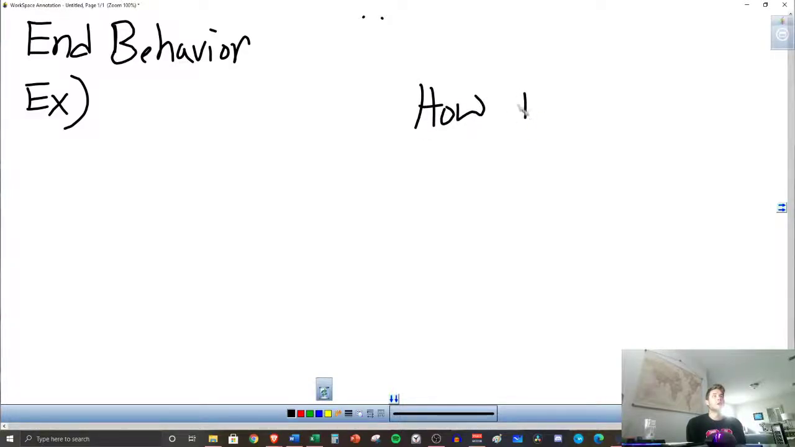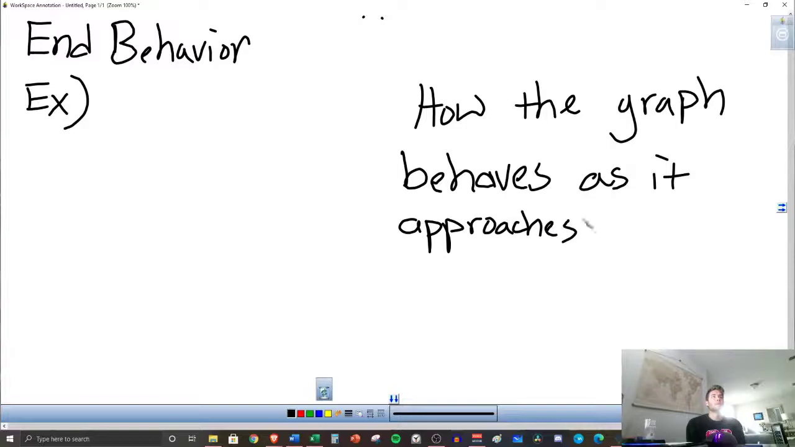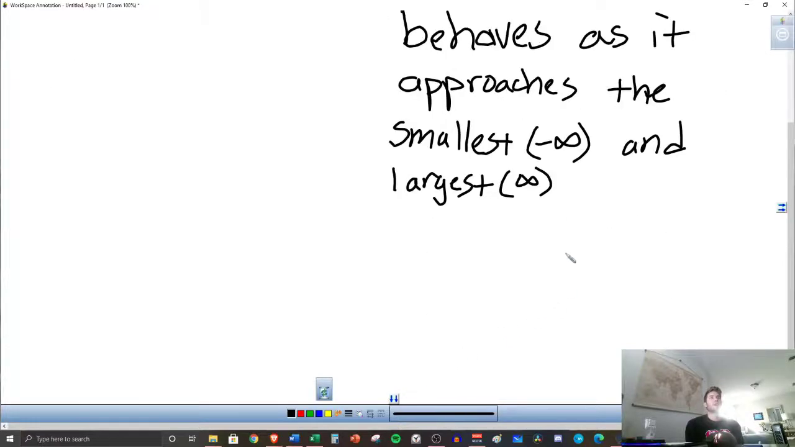It's how the graph behaves as it approaches the smallest x values, and we're going to notate that as negative infinity, and the largest, that'll be positive infinity, x values. So that's the idea, the largest and smallest x values, okay?